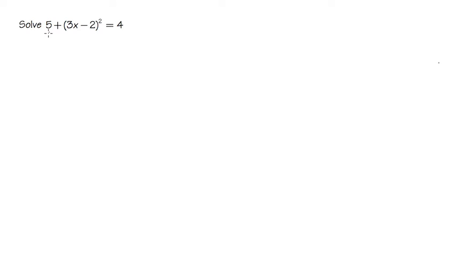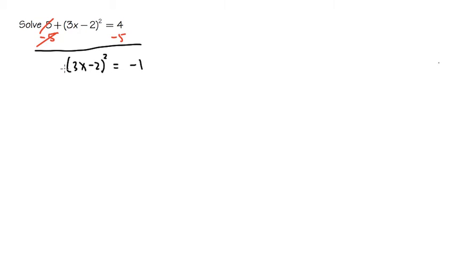Let's get rid of this 5 first. We can do so by subtracting 5 on both sides. So this and that will cancel, and then we will immediately get parentheses 3x minus 2 inside and then raised to a second power, and this is equal to 4 minus 5. That will give us negative 1.